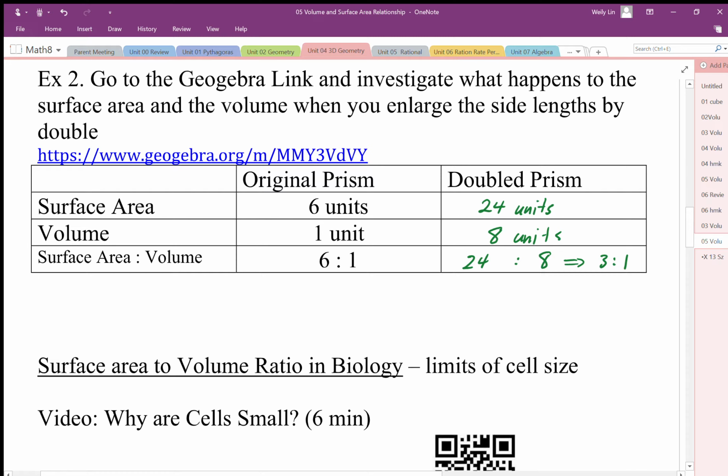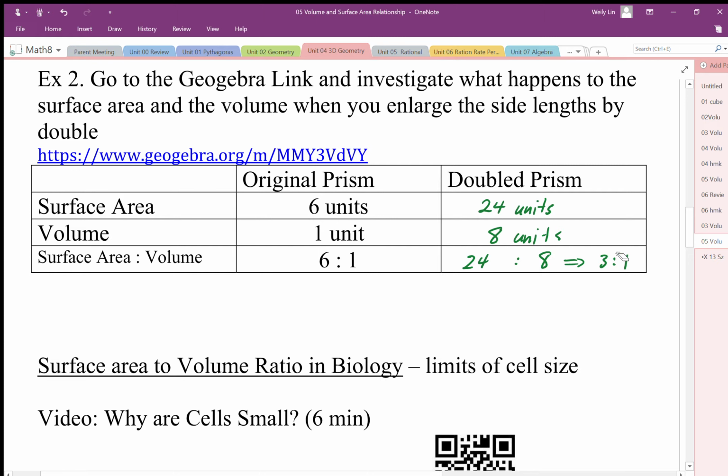So when we double the length, width, and height of any object, we're going to make the surface area to volume ratio smaller by a factor of 2. So we went from 6:1 to 3:1. Okay, so that doubling changes the surface area to volume ratio.